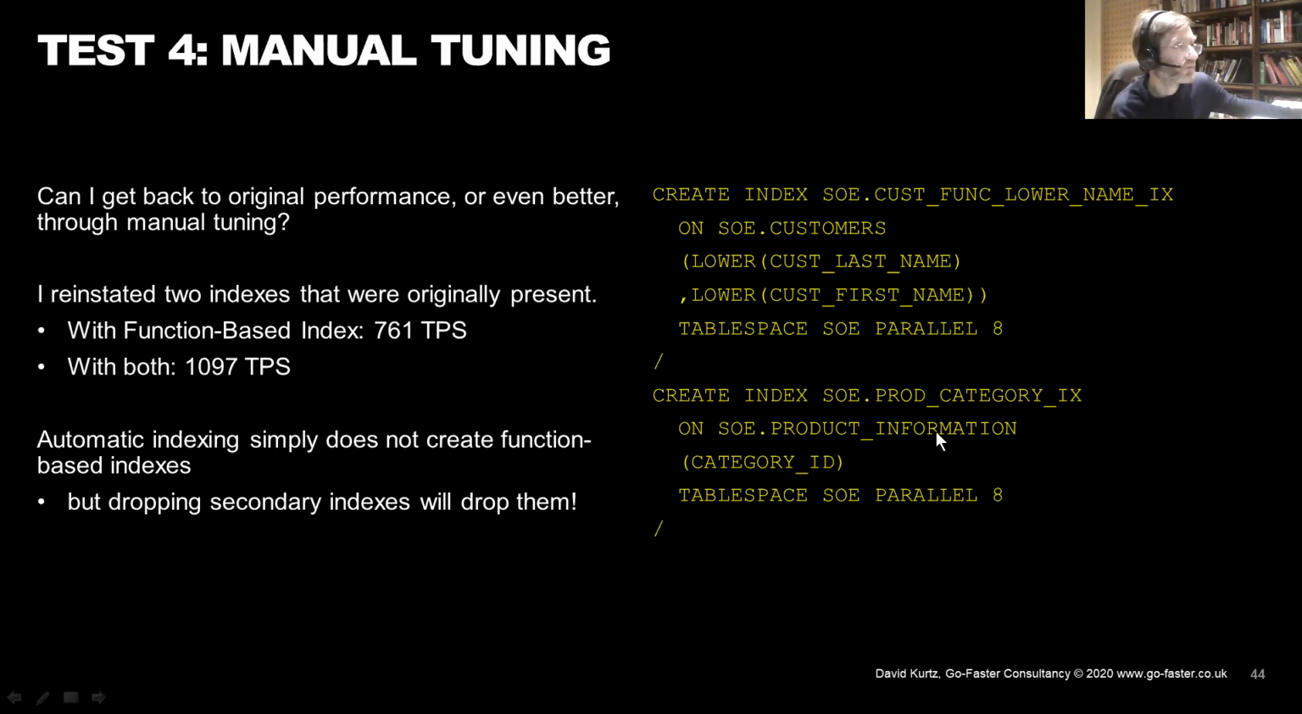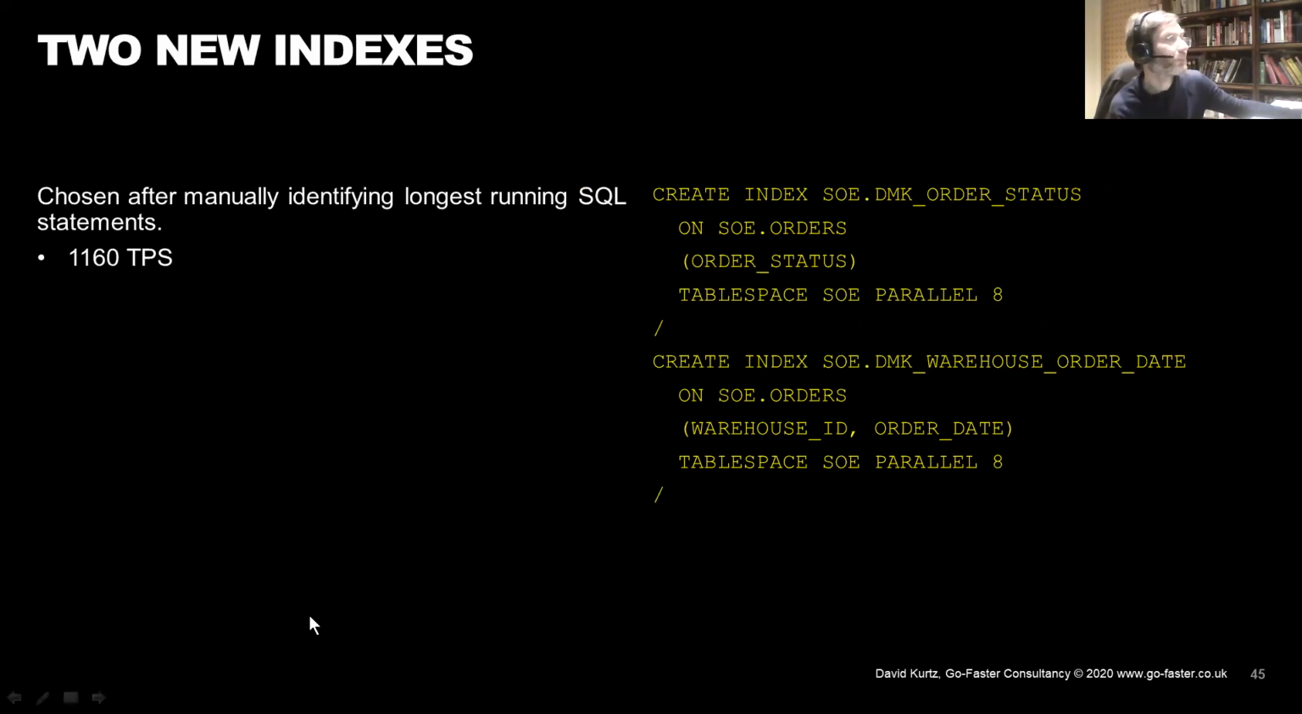Then I added another index on product information, on category ID, and that got me to 1097. So now, with just these 2 indexes, I'm better off than where I started. This is better than baseline. And of course, I've got rid of a load of other indexes that I didn't actually need. I kept going. I added 2 more indexes, and I got it up to 1160 TPS. So yes, you can probably do better than automatic indexing on your own, if you're used to doing this and you know what you're doing.